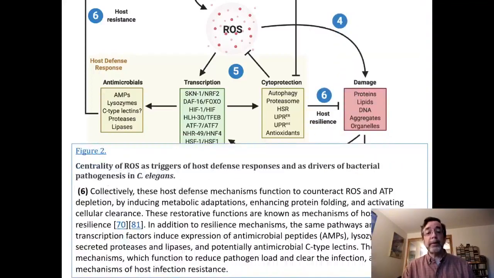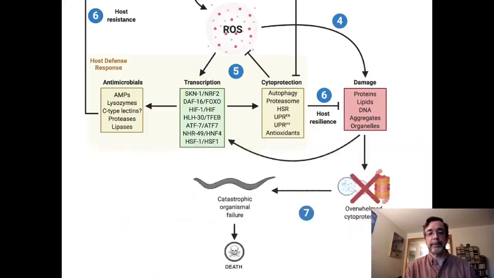Then there's number 6, which is where the proteins that are made for cytoprotection, how do they actually protect? In some cases, they block the ROS. In some cases, they block the damage to proteins. I guess they can block both at the same time. But there are lots of ways the cytoprotective things are cytoprotective.